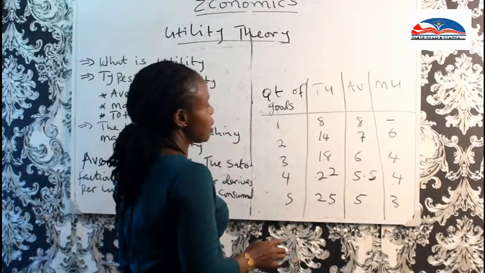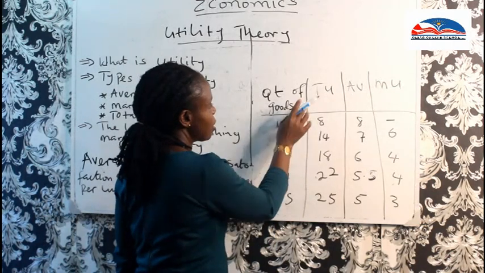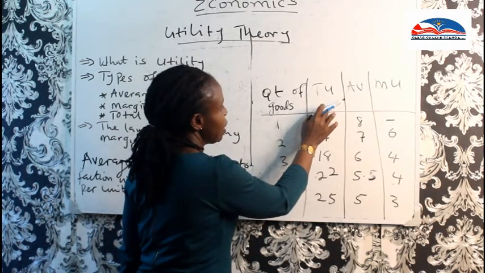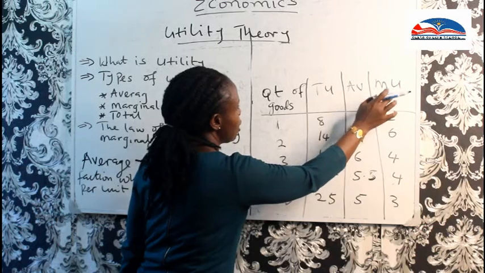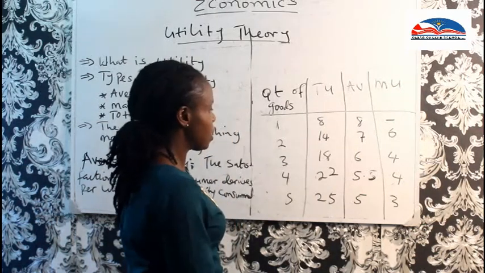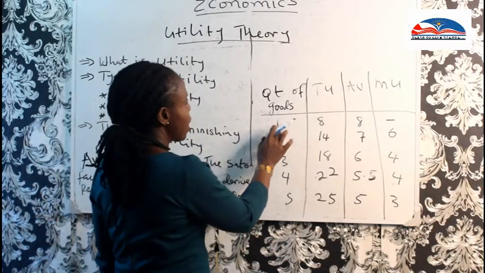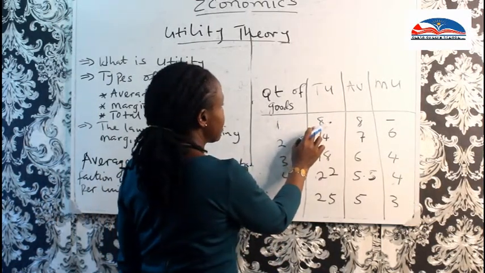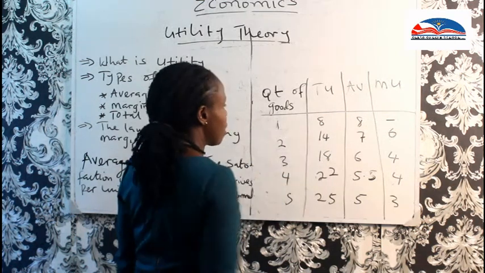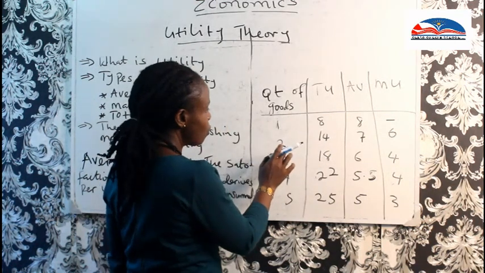So that means that the total utility is what you use to calculate your marginal utility. Then the next one I want to talk about is this. 1 divided by 8. Here we have nothing there.